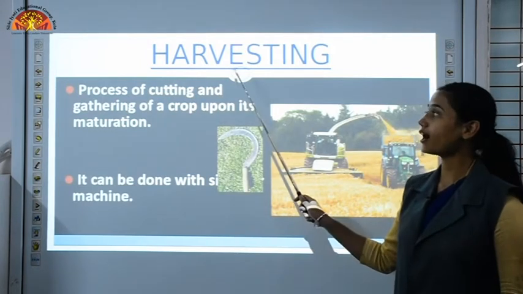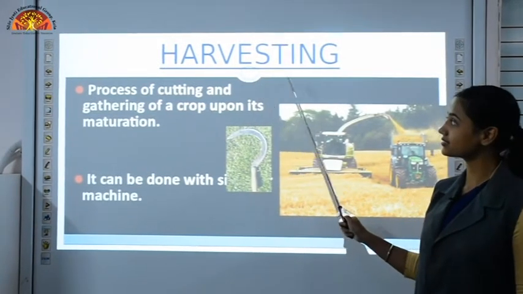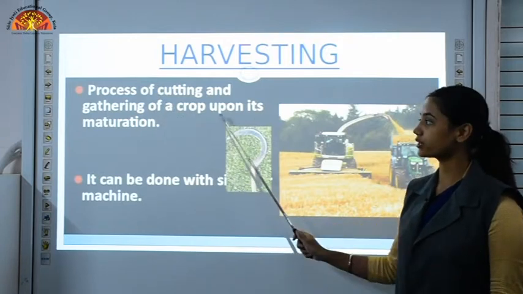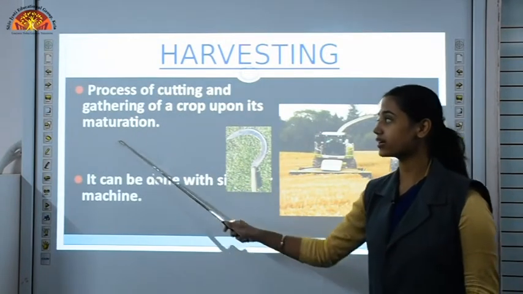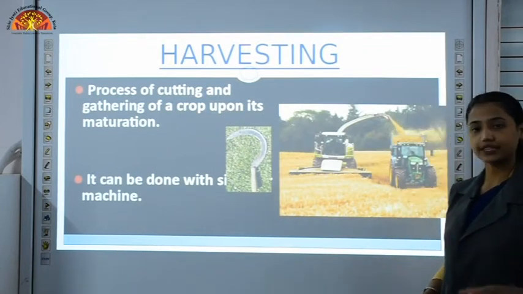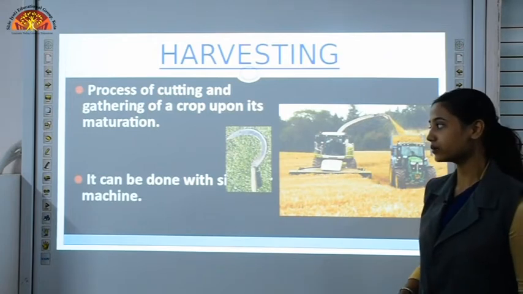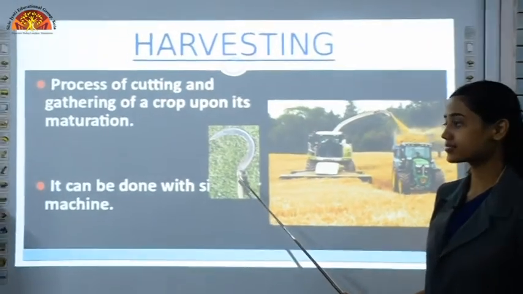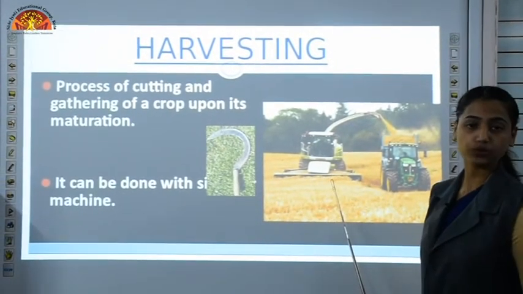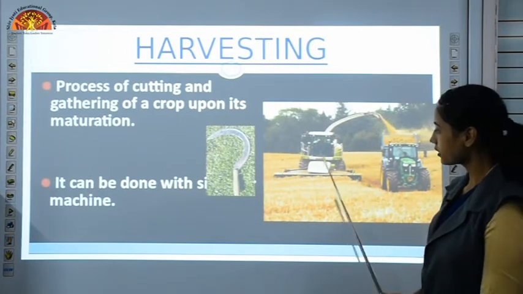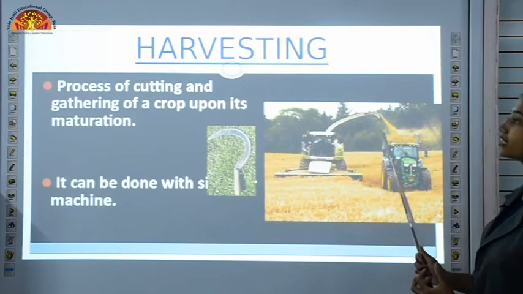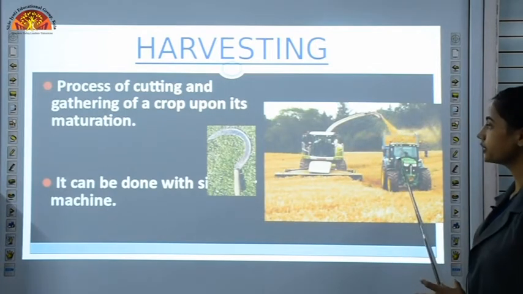After crop protection, now our crops are ready. Now it's time to harvest our crops. So the next practice is harvesting, the process of cutting and gathering of a crop upon its maturation. Maturation means when our crop gets ready to be cut. Now how can we cut our crops? Either we can do it manually by using this tool, known as sickle, or we can use a machine known as harvester to cut our crops. Like here, through this part we are cutting our crops, and from this pipe like structure we are collecting our crops on this tractor.